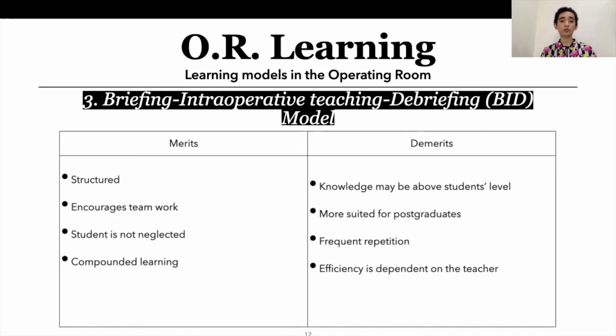And another problem is that one surgeon could be doing the same surgery 5 times a day, and they may have to brief, teach, and then debrief on the same surgery 5 times to the same set of students, which is not a very efficient way to teach. And then again, the efficiency of this model depends on the teacher themselves.